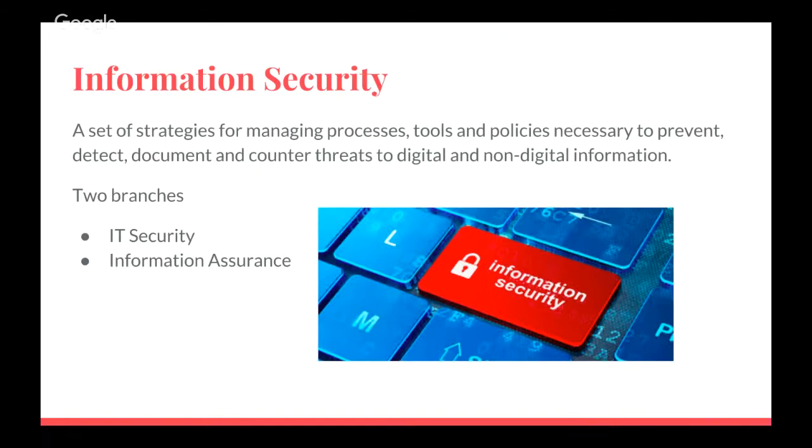Information security is basically a set of strategies for managing processes, tools, and policies necessary to prevent, detect, document, and counter threats to digital and non-digital information. There are two branches of information security that have been come up with. These are IT security and information assurance. These two branches together are what make up information security and ensure the security of your private information.